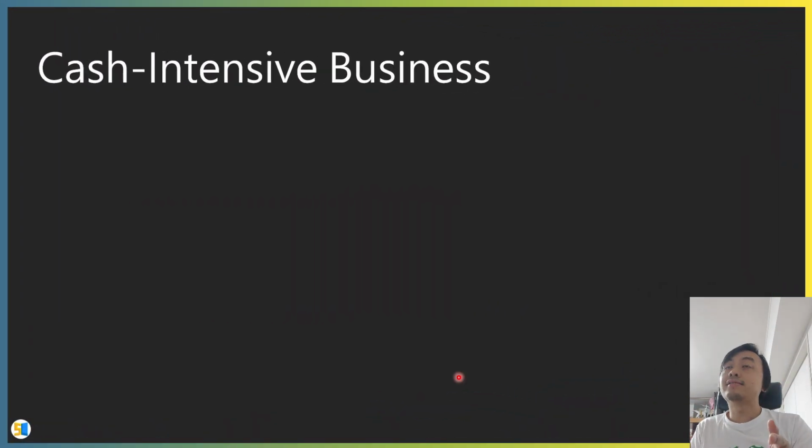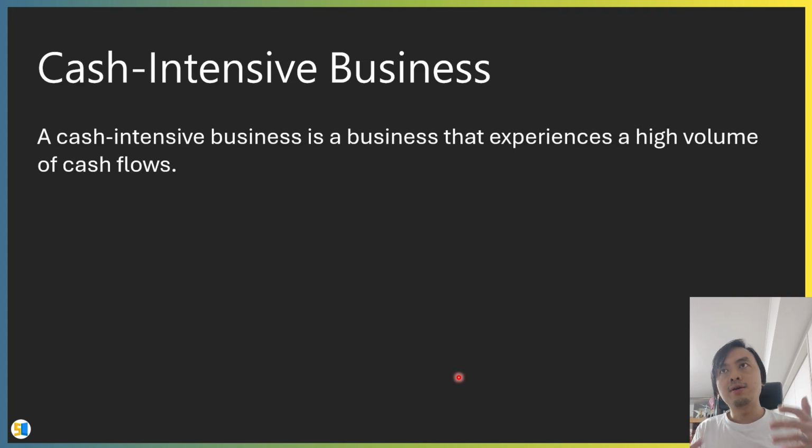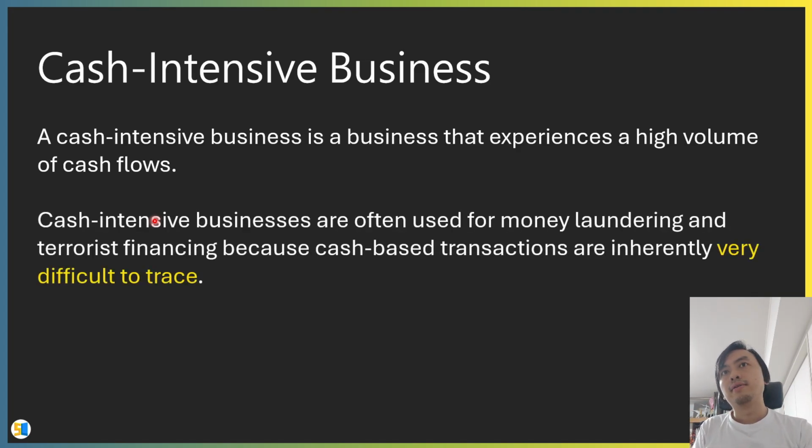Okay, I think this is the last, I hope. Cash intensive business. So businesses that deal with cash intensively, right? That experience a high volume of cash flows, basically. It doesn't need to be cash, but the cash flow is intensive. So this type of business is often used for money laundering and terrorist financing, because cash-based transactions are inherently very difficult to trace. That's why, if you remember the example in the first chapter about the corruption case, it used the exchange company for layering because of these reasons.